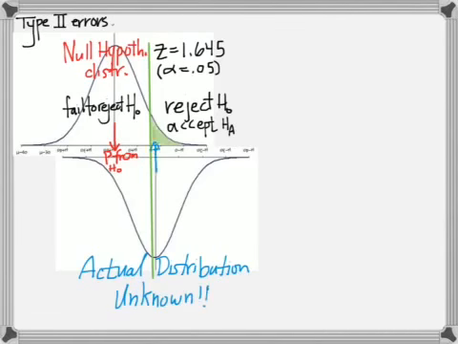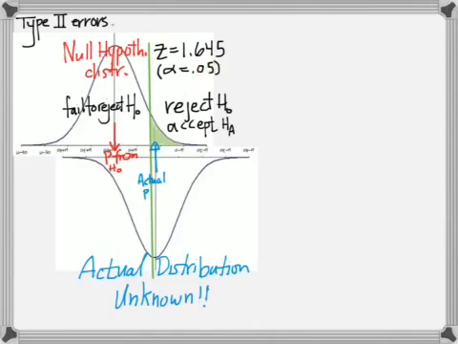And we don't know what this looks like. And we wouldn't be doing the hypothesis test if we knew the actual value of P. But we have to think about, we're going to draw a picture of it as if we knew it, so we can understand the consequences of changing alpha and these other types of errors.